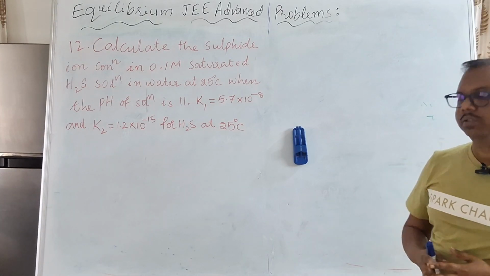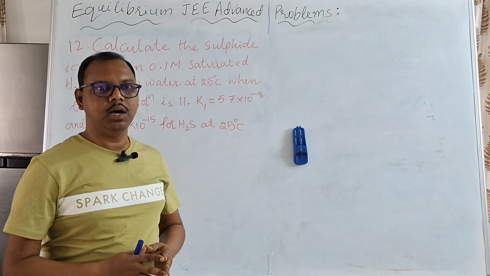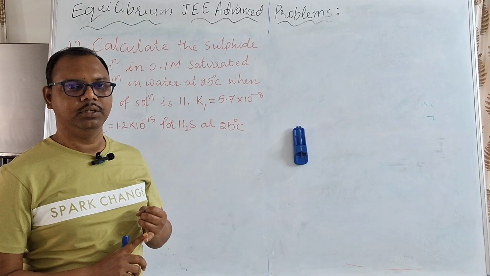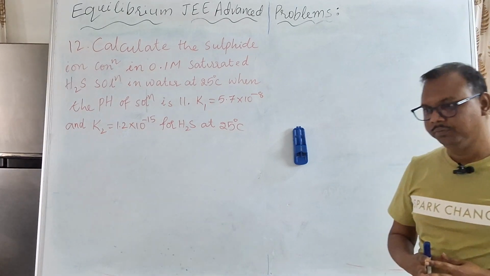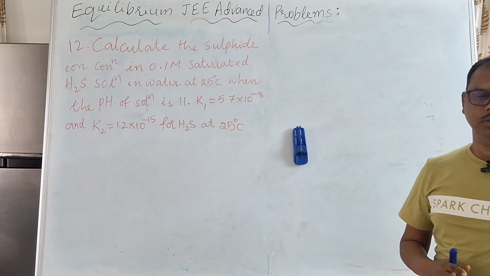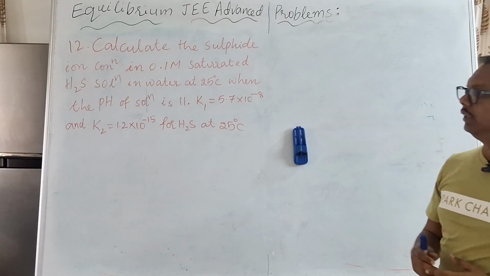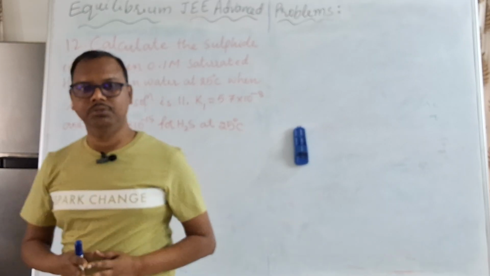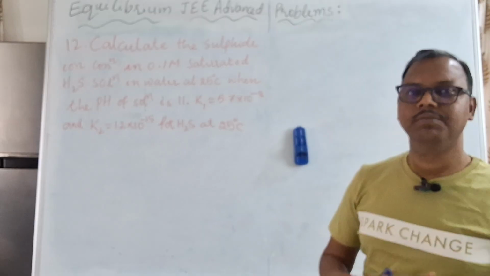In these two questions, in 1993 as well as 2020 Advanced, one question asked about the concentration of H plus, and in another question they asked about the pH of the solution. In one case the concentration of H plus, in the other case the pH, by giving the data. But in this case, they have given the concentration of H plus in terms of pH, and they are asking to find out the concentration of sulfide ion.